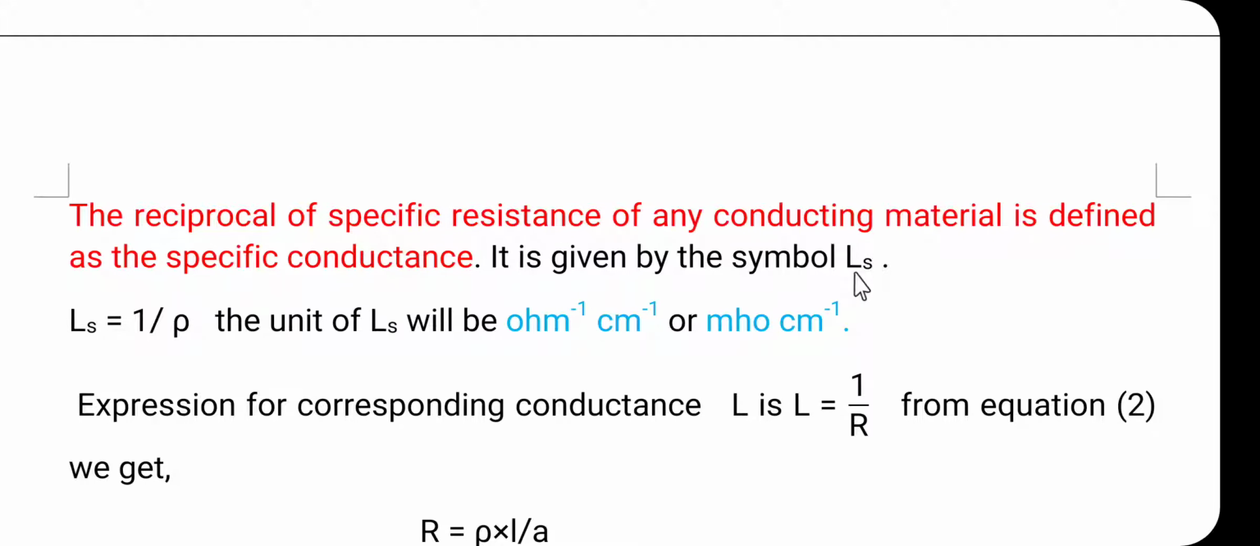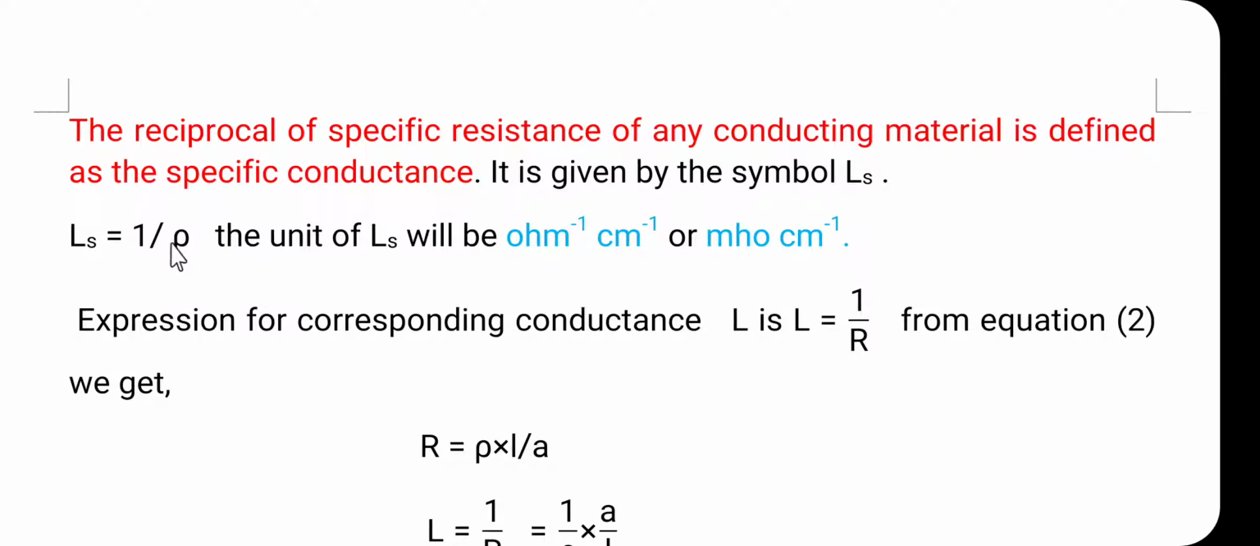It is denoted by the symbol Ls. So here Ls is equal to 1 upon rho. What is rho? Rho is the specific resistance. So the reciprocal of the specific resistance is called the specific conductance. The unit of rho is ohm centimeter. That's why the unit of the specific conductance is ohm inverse centimeter inverse, because Ls is the reciprocal of the specific resistance, or it can be written as mho centimeter inverse. So this is the unit for the specific conductance.